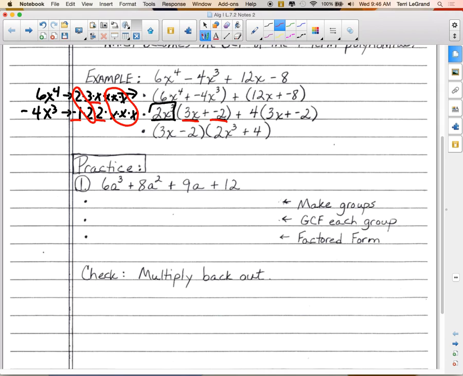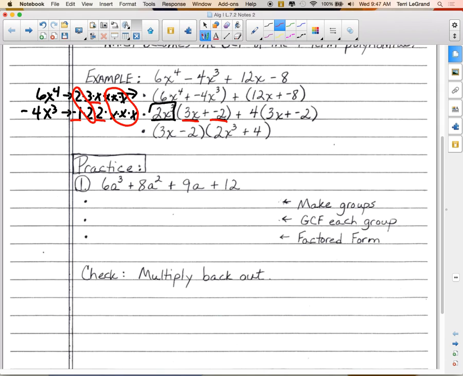So factoring just a binomial, that first group is a binomial now. Its GCF is 2x cubed. And after we divide it out, the result is 3x plus negative 2. Follow that? Want to ask more questions?